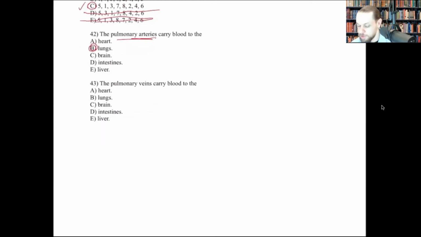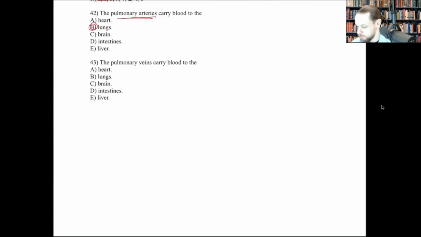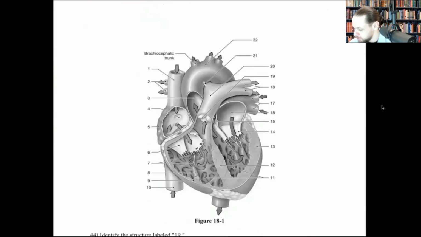Then we're gonna go to Lindsay for number 43. The pulmonary veins carry blood to the heart. To the heart is correct. Specifically, if we asked you out of these choices, heart is the correct answer. But if you want to be very specific, it's going to be the left atria. But heart is the correct choice.